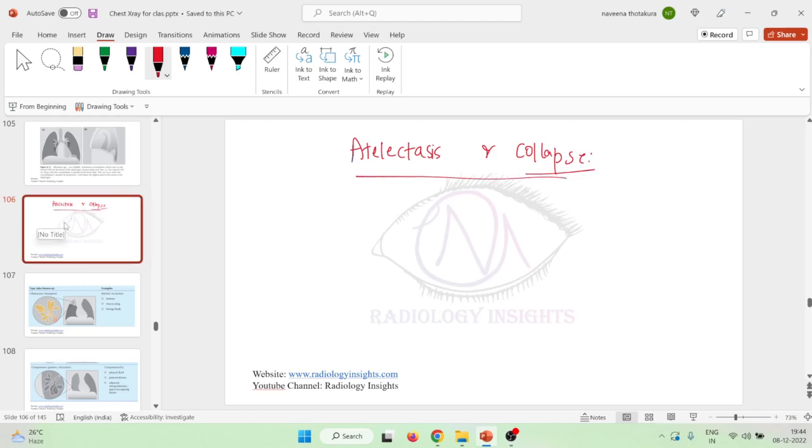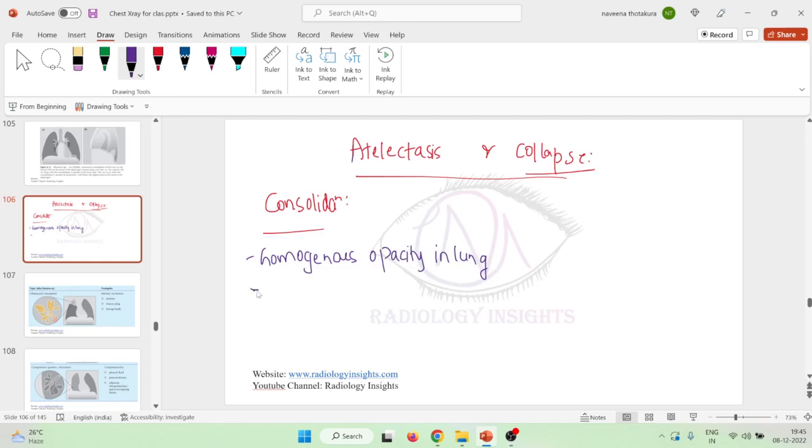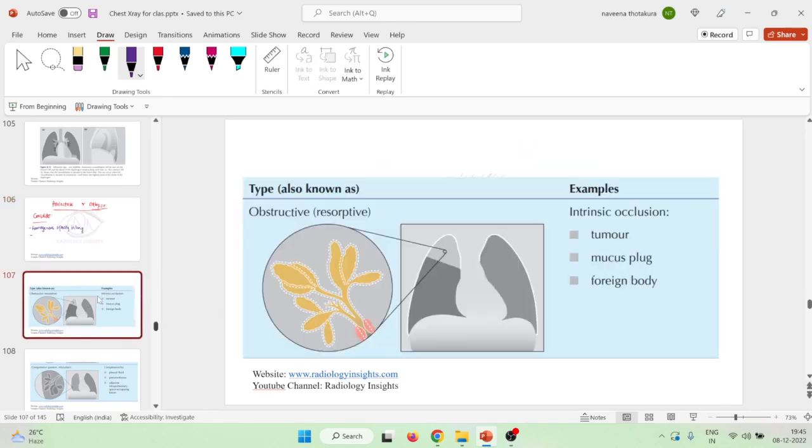Before we learn about atelectasis and collapse, first let us learn what a consolidation is and how to differentiate between a consolidation and atelectasis. Okay, so first we will see consolidation. Consolidation is a homogeneous opacity of the lung volume. It is almost white in color. It will be completely white.